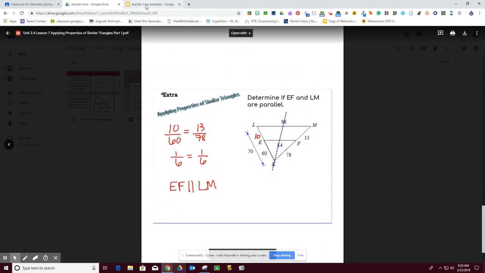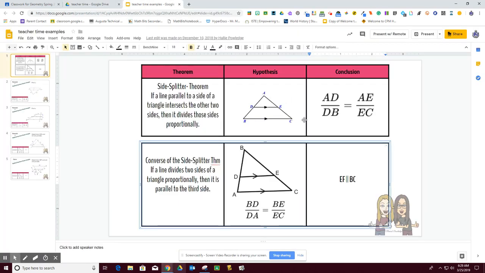So make sure that you look at these theorems to make sure you understand. If the lines are parallel, then the segments are proportional.